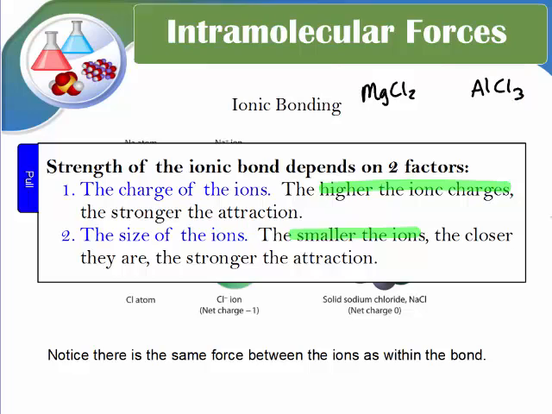So in this case, we have magnesium chloride and aluminum chloride. Magnesium's a +2, chlorine's a -1, aluminum's a +3, and chlorine's a -1. 2 times 1 is 2, or the absolute value of 2 times 1 is 2. 3 times -1, absolute value is 3. Therefore, aluminum chloride has higher charges, making its ionic bond stronger than magnesium chloride.